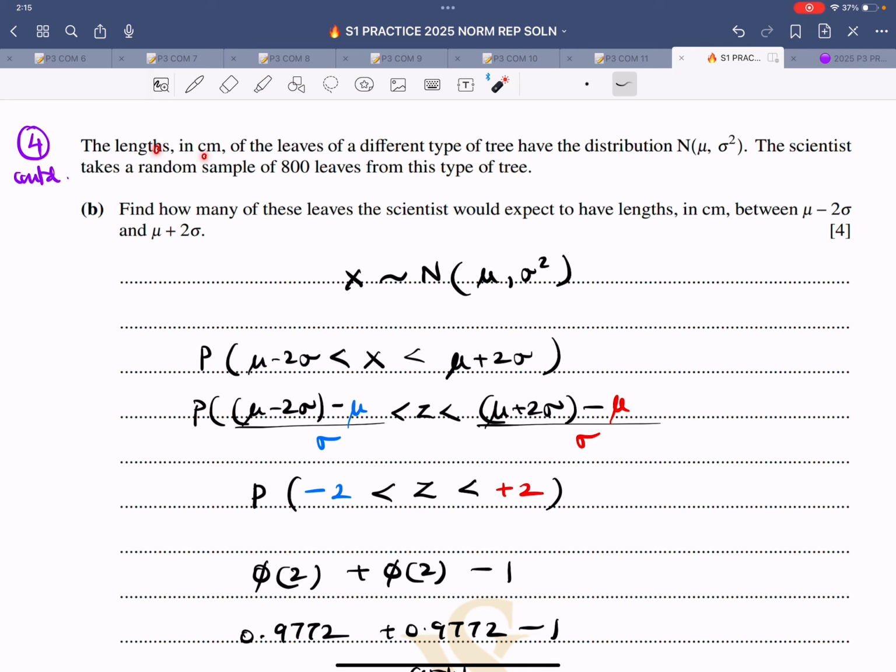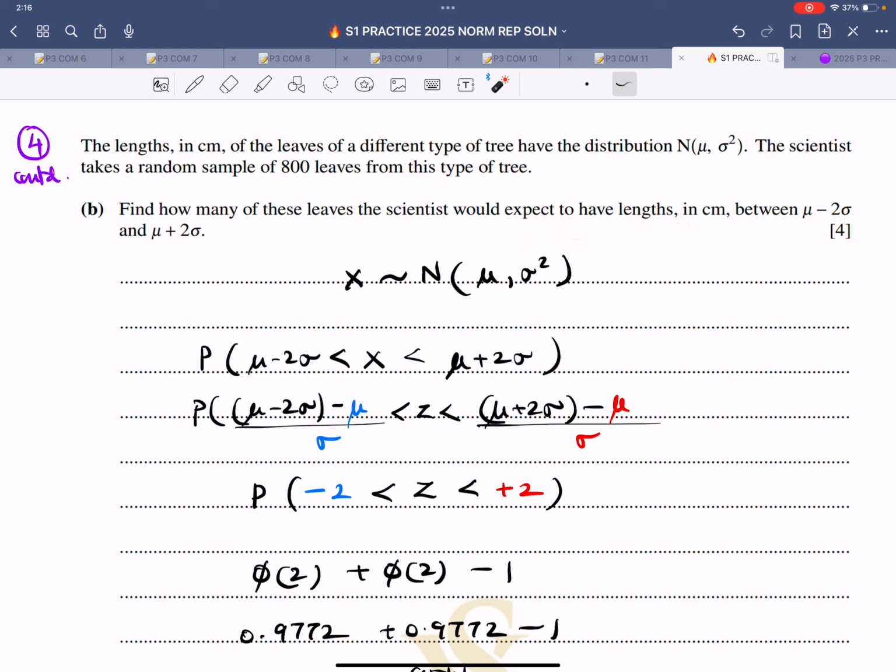The lengths in centimeters of the leaves of a different type of tree have the normal distribution. The scientist takes a random sample of 800 leaves from this type of tree. How many? They are not asking for probability, they are asking how many. What is the average number? What is the expected value? Would you expect to have a length between mu minus 2 sigma and mu plus 2 sigma?